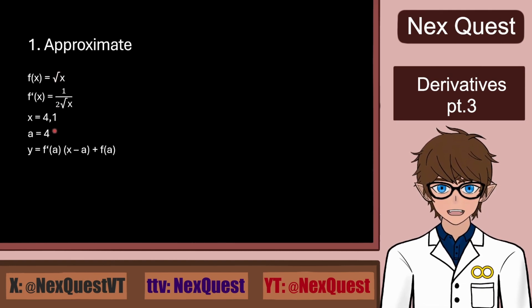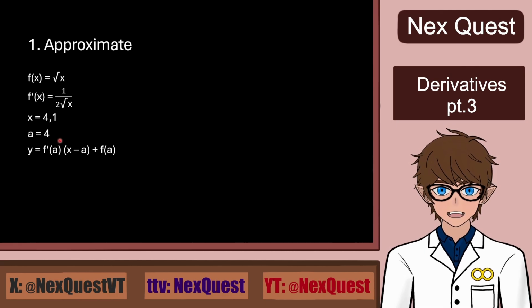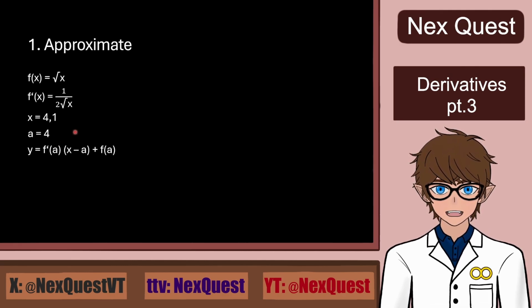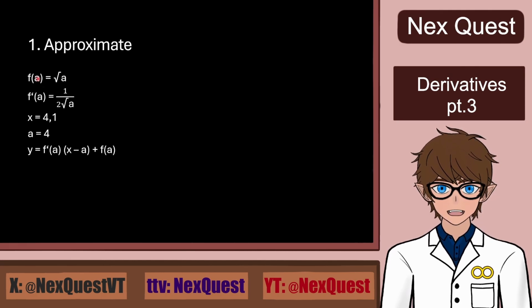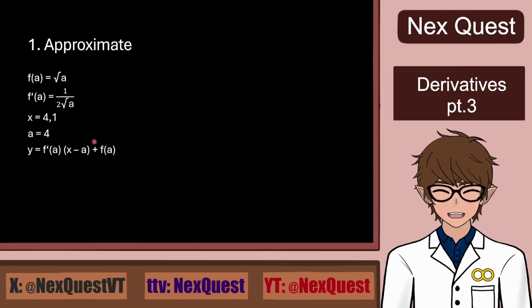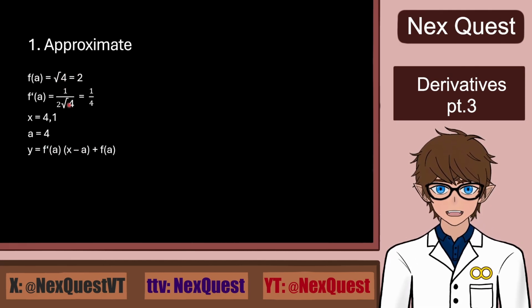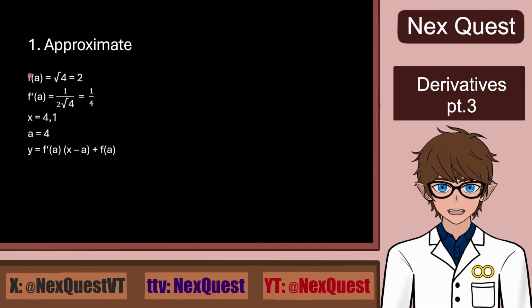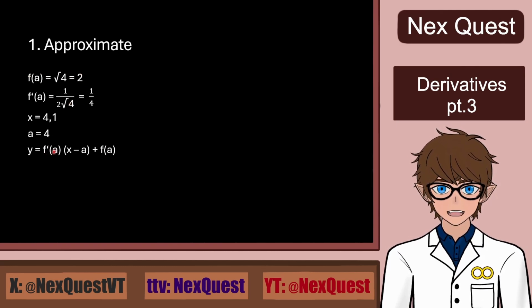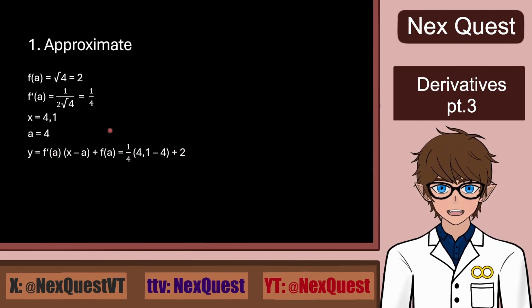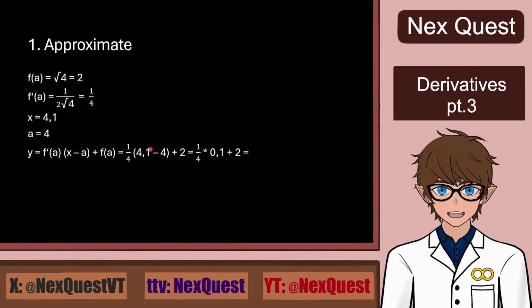Okay? So now let's insert it into our function and the derivative to get the values and then insert them into the formula. I fix this for a, so it actually fits into the formula. I insert 4 instead of a. I get 2 for the value of the function and 1/4 for the value of the derivative. So I insert the values in here like that, and then I insert the x and a. I solve it. The difference here is 0.1.